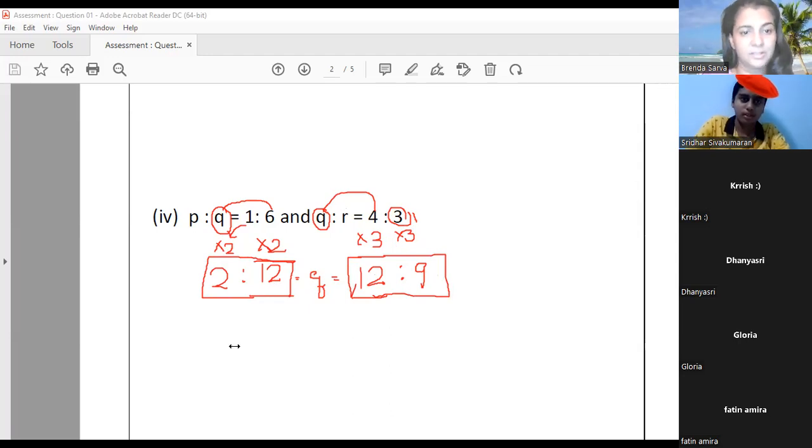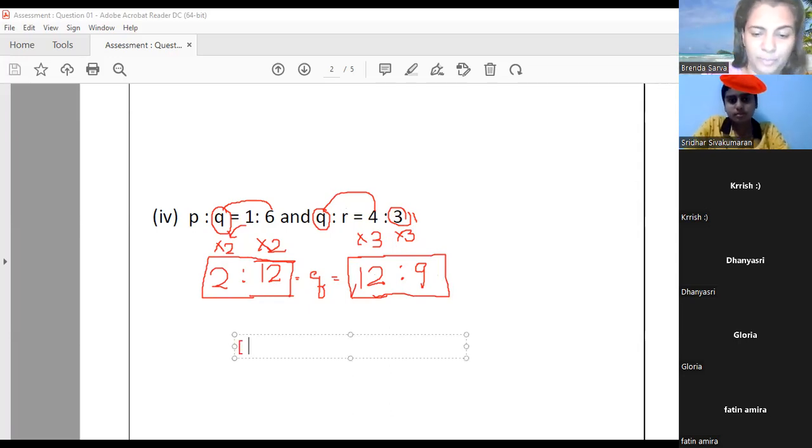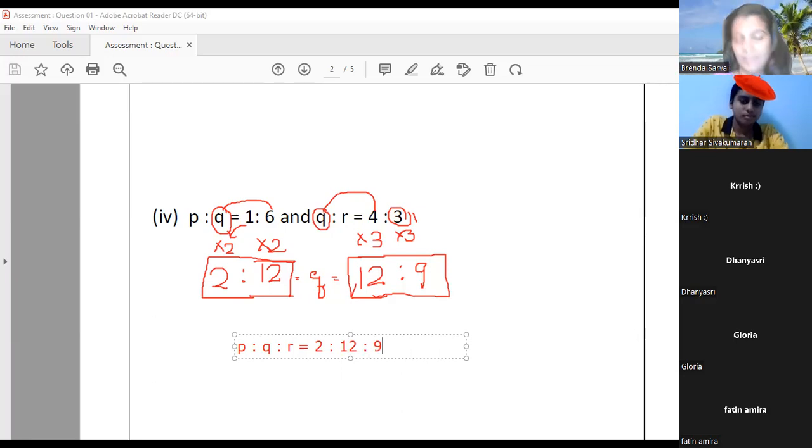So after this, you need to write the ratio of P to Q to R. And that would be, your P is 2, your Q is 12 and your R is 9. This is the reason why it cannot be simplified. When you put all these three numbers together, you cannot simplify it any further.